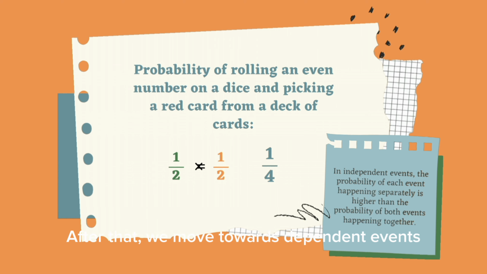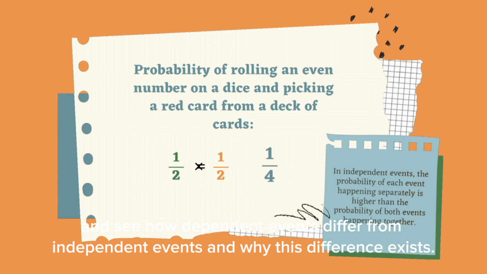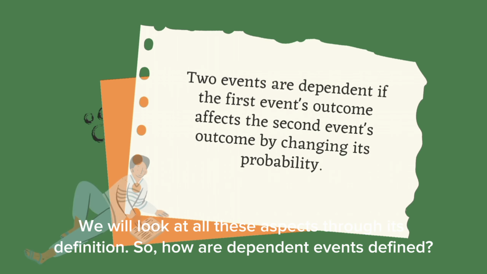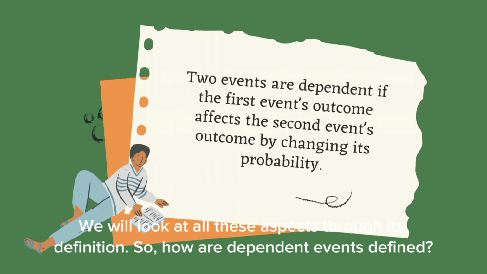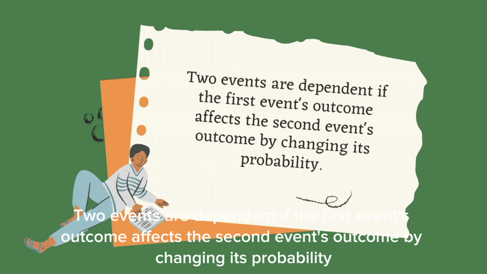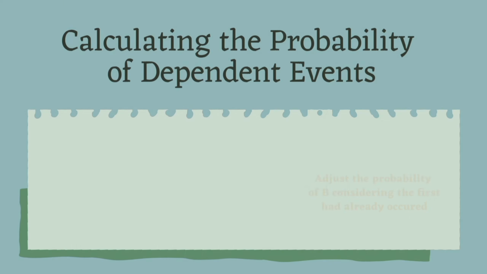After that, we move towards dependent events and see how dependent events differ from independent events and why this difference exists. We will look at all these aspects through its definition. So, how are dependent events defined? Two events are dependent if the first event's outcome affects the second event's outcome by changing its probability.